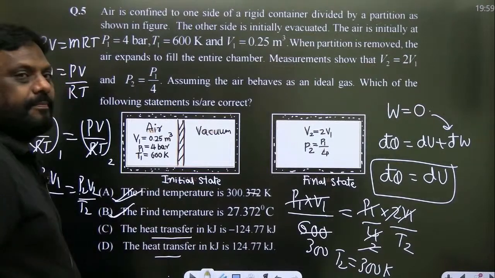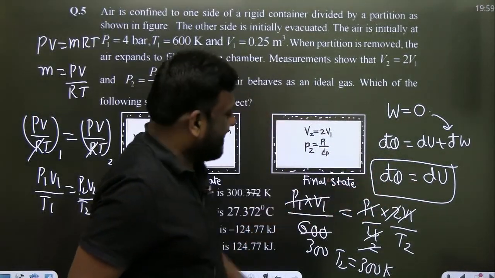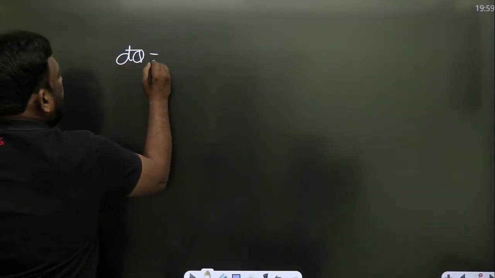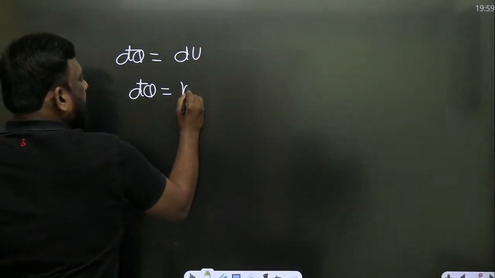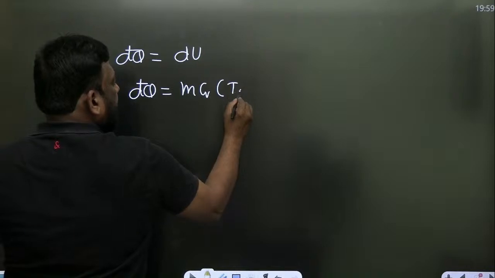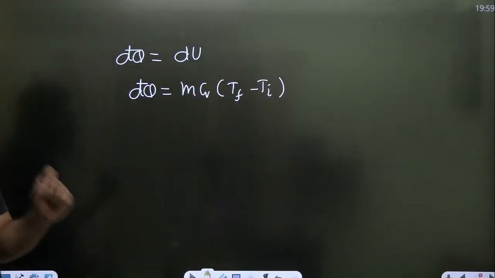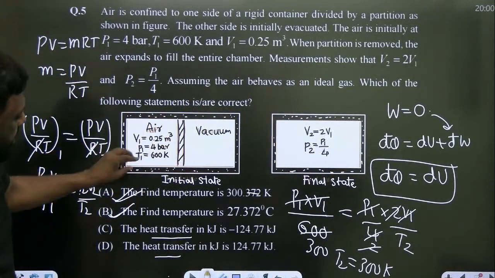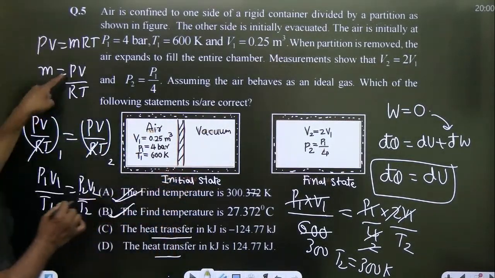ठीक है सर. How to calculate heat transfer? Heat transfer in this case is change in internal energy. Why? The work transfer is zero. So m Cv (T final minus T initial). Unfortunately, I don't know mass. How to calculate mass? मुझे तो पता है same mass. P is given, V is given, T is given. देखो, mass calculate करो, PV by RT.